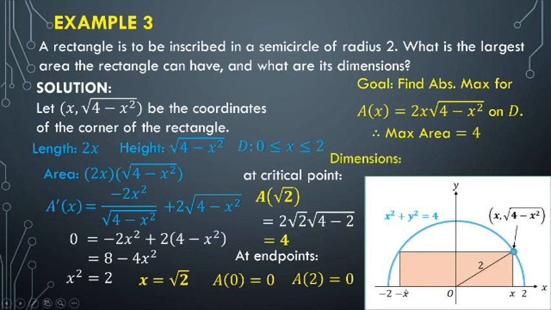So the dimensions of the rectangle would be: its height is square root of 4 minus 2, which is square root of 2. So square root of 2 high by 2 times square root of 2 long. So this is the dimension of the rectangle with a maximum area of 4 square units.